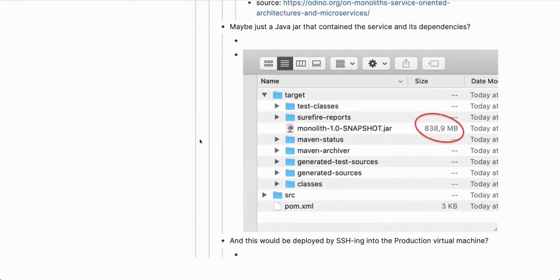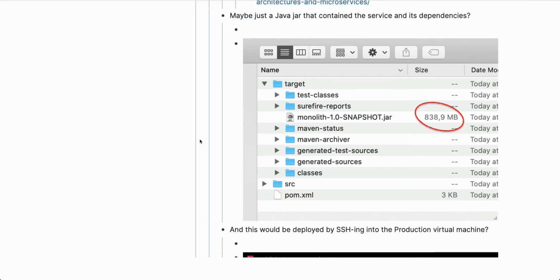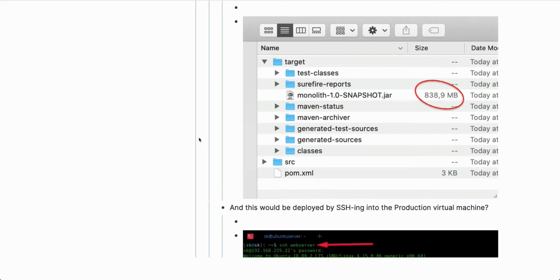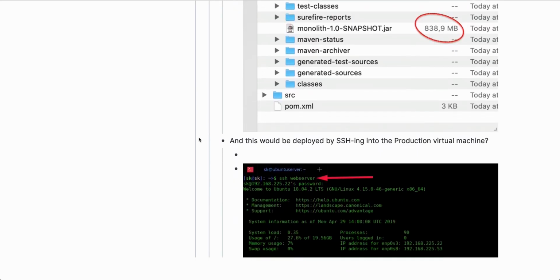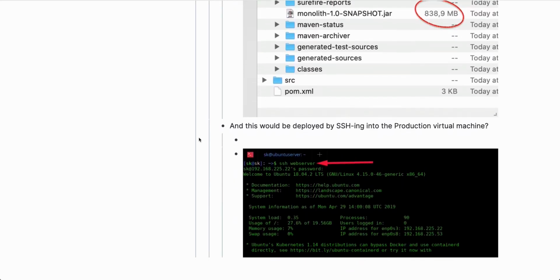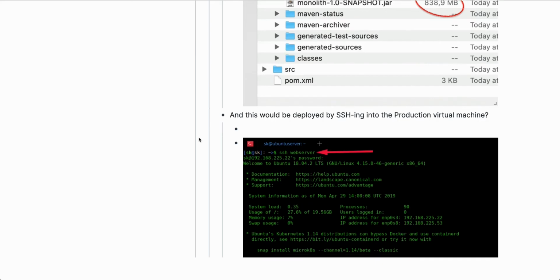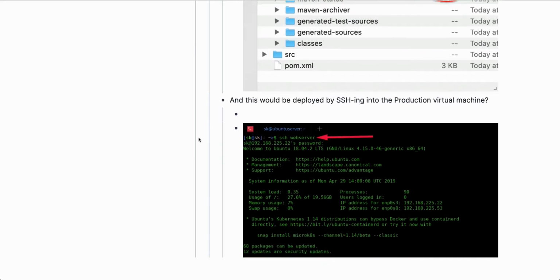And this jar file would most likely be deployed manually or semi-manually to a virtual machine. Usually someone would have to connect to the virtual machine, install all the dependencies needed for running the application, like Java and so on, and then start the binary, and that was it.